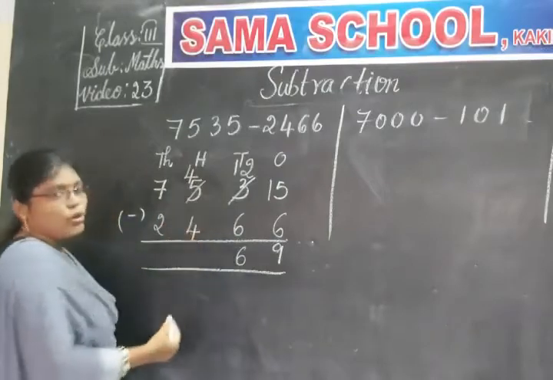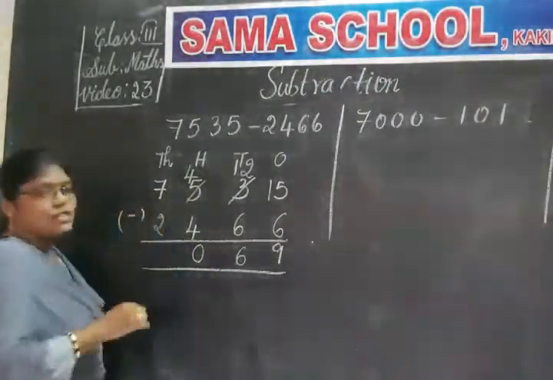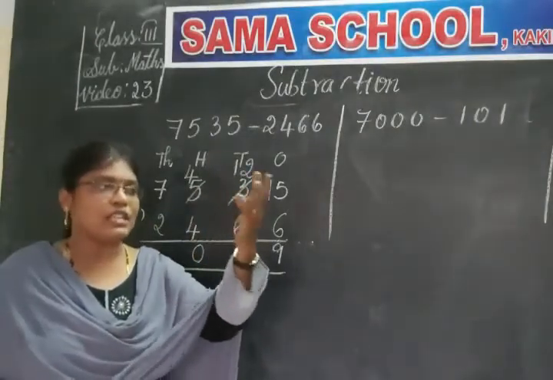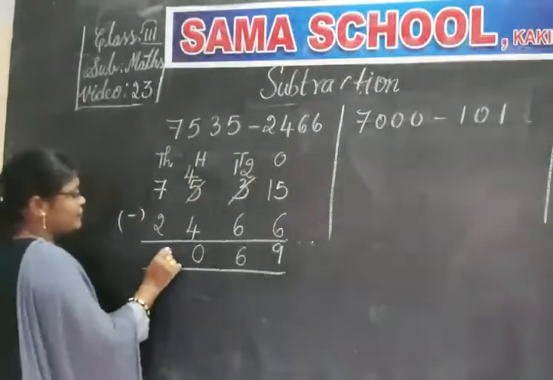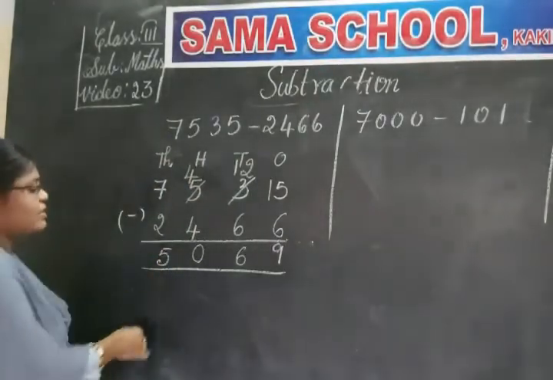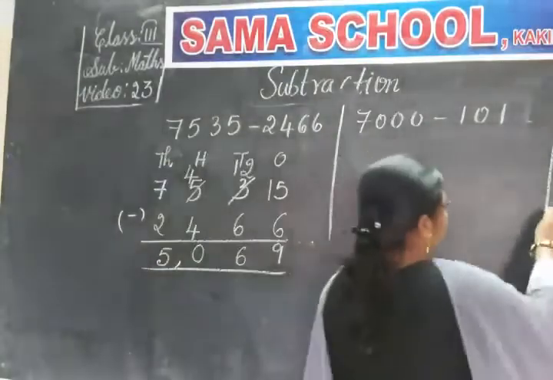4 minus 4. As we know, 4 minus 4 is 0. 7 minus 2. 2 after, till 7: 3, 4, 5, 6, 7. 5. So the difference of these two numbers is 5,069.